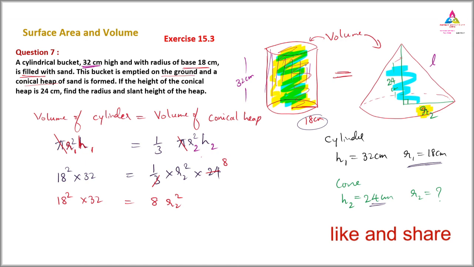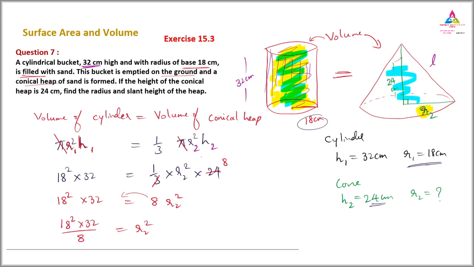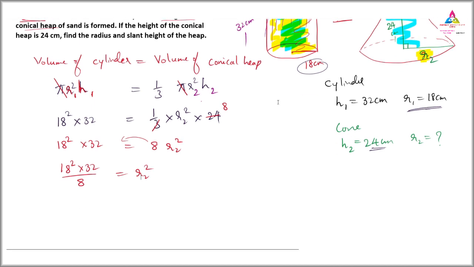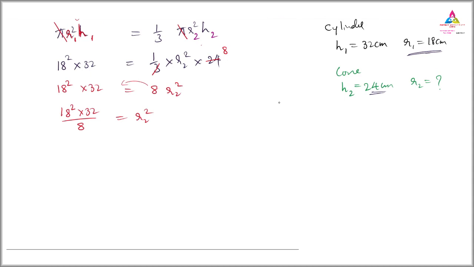Now we will bring this 8 to the other side. So it will become 18 square, and then 32 divided by 8, that is equal to r2 the whole square. Here I don't have space, so I will take it down a little bit. Here again the calculation part: 8 4s are 32. So here we have 18 square into 4, which I will write as 2 square. Remember, I will make it as easy as possible. So here you have 4, I have written 2 square, and it is equal to r2 the whole square. I have taken it this way.